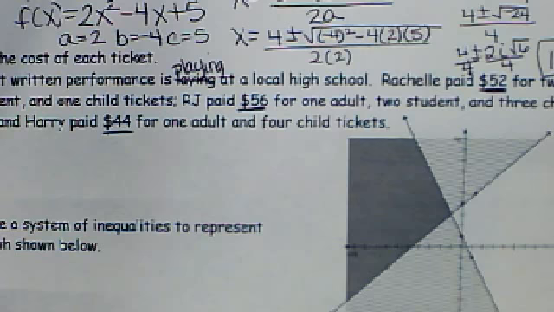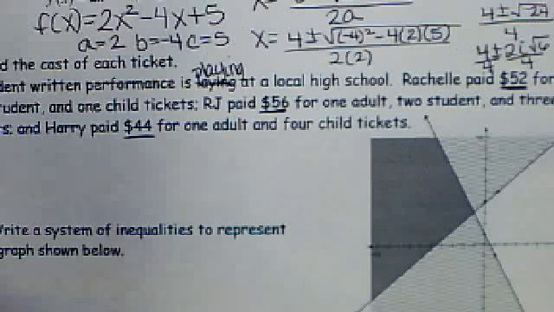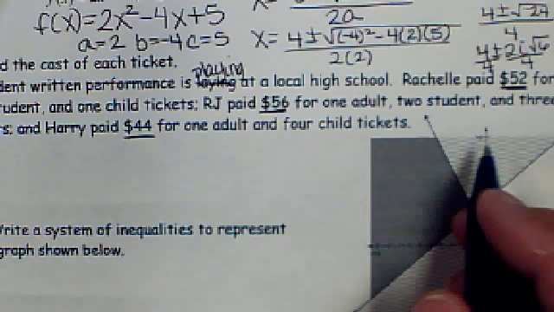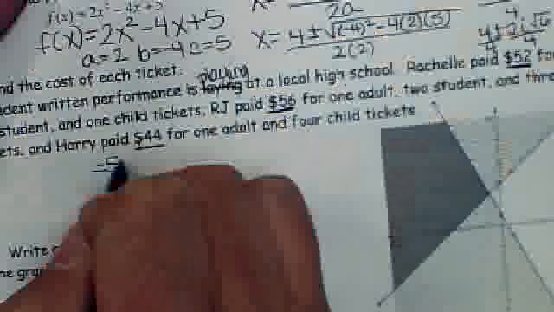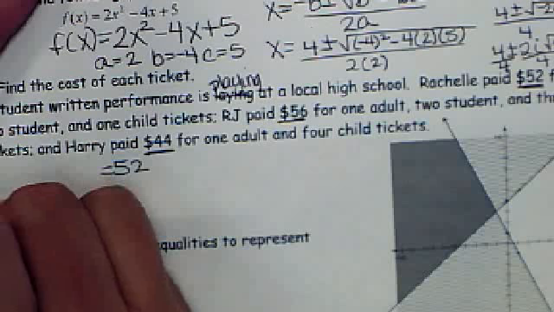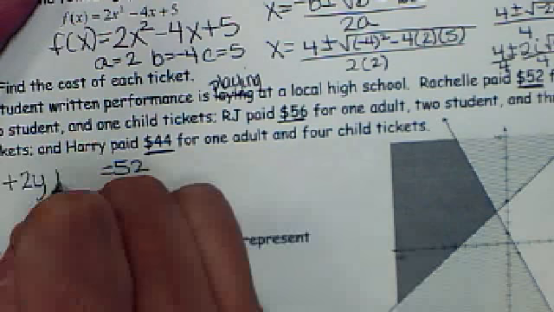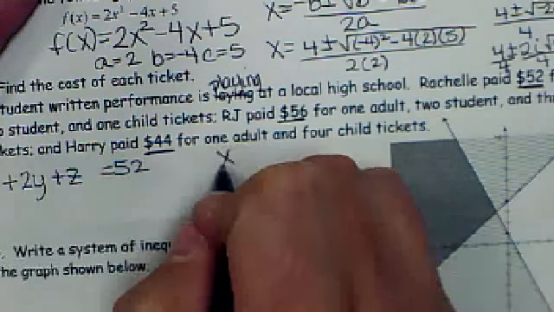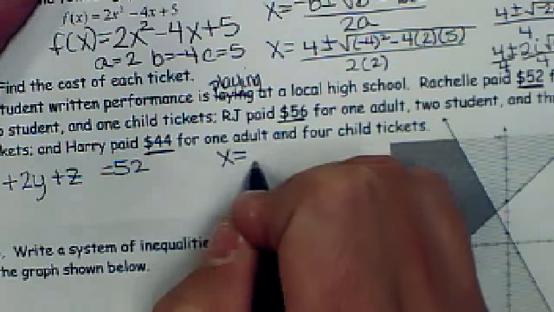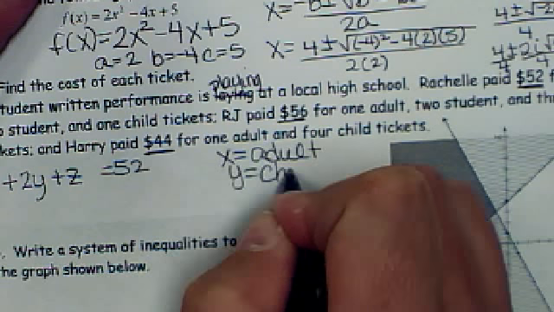So we have to, from this, find the cost of each ticket. And the way we do that is set up a system. So we're going to start with Rochelle. Rochelle paid $52, so I'm going to put equals 52. She bought 2 adult, so I'm going to say 2x. She bought 2 students, so I'm going to say plus 2y, and 1 child, so plus z. So over here to the side, I'm going to say x is my adults, y is my children.